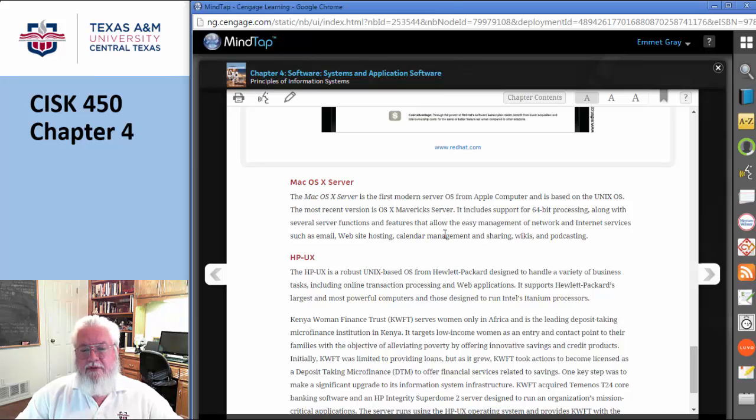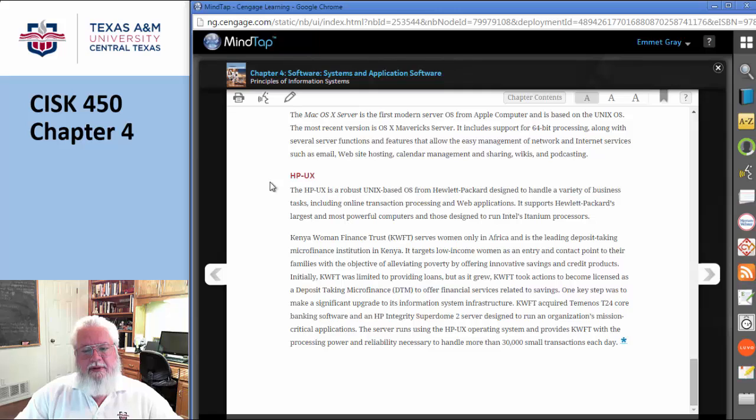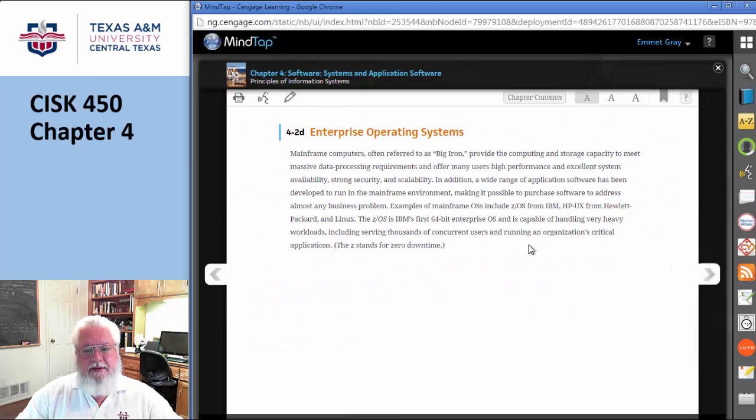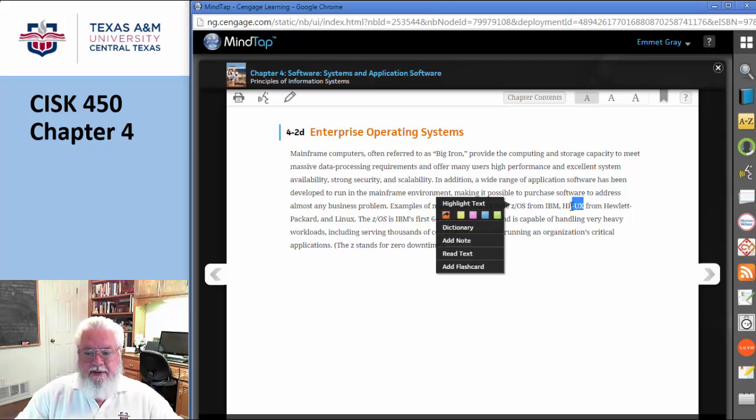Mac OS server, I don't see too many people running this. It's a good server. And then the big boys, again, this is an HP version of Unix. Okay. So, in the enterprise world, it's kind of sort of the same thing. The big mainframe computers, and they're primarily made up with things like z/OS and then IBM UX again.